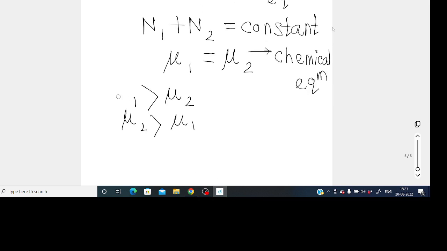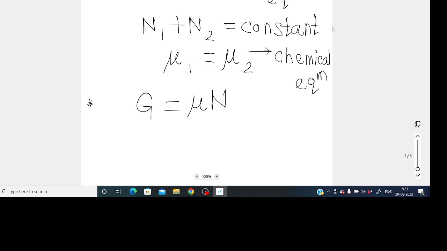That's almost the same. Like this, the free energy can also be written like this. I was writing it with a small g last time, last class, right?